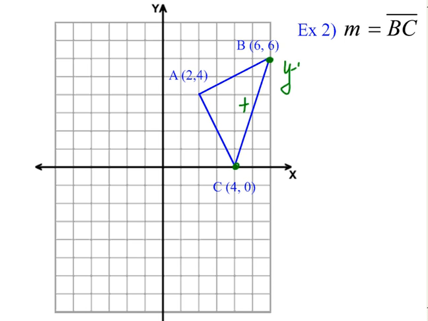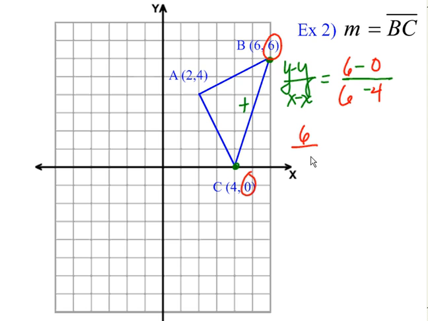We're going to start off with the slope formula. We're going to take the y's and put them in the numerator. So for us here, the y's are 6 and 0. So 6 take away 0, and then 6 take away 4 will be in the denominator. We go and simplify that. 6 take away 0 is 6. 6 take away 4 is 2. Simplify down even further, we get 3 divided by 1.